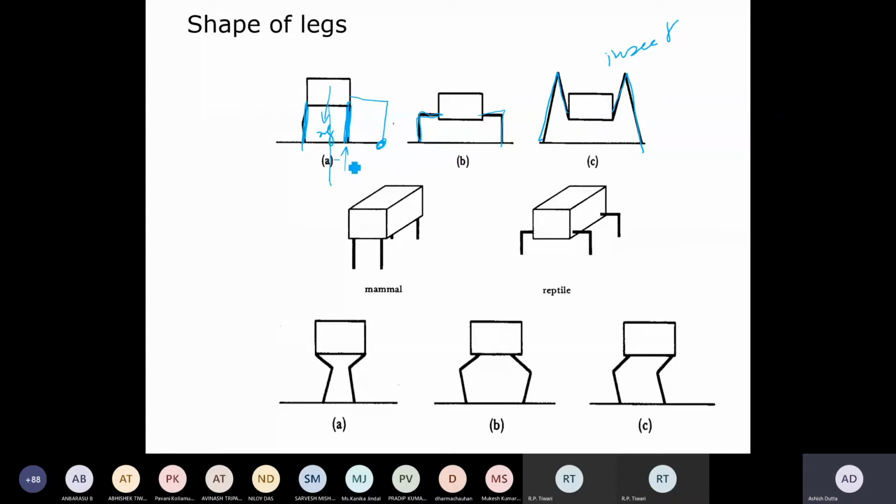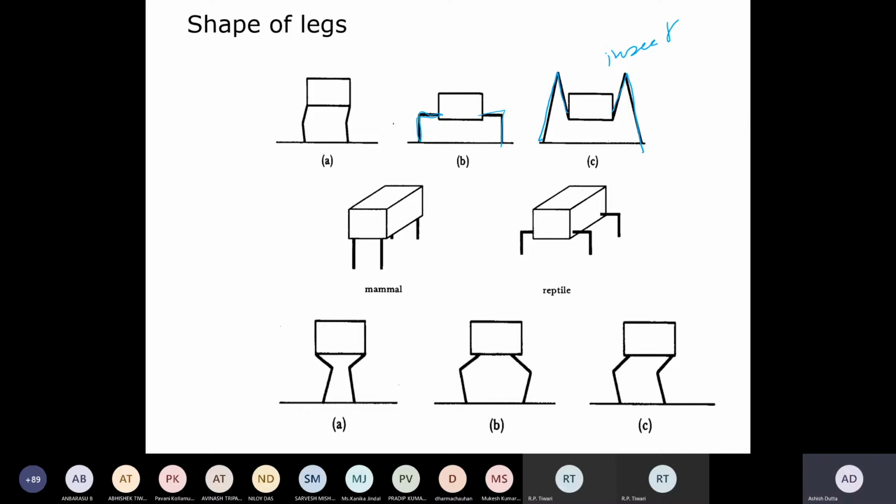Because mg is acting here, there is a big moment arm here. So there is a very high moment it has to support at this joint. That is the reason why our legs are straight forward. And in the case of a horse or a dog, we spend a lot of time standing, and because of which our legs are straight down. And you require lesser energy.